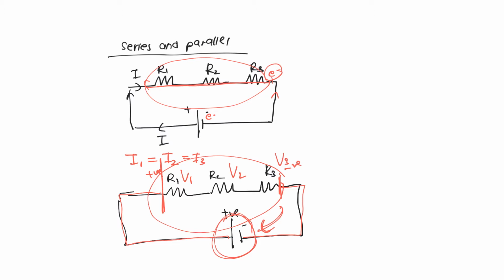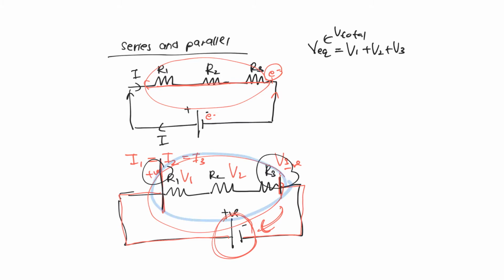That's why, when it comes to the formula, we have V equivalent. V equivalent is basically V total, which is your power supply potential difference. So V equivalent will be equal to what? V1 plus V2 plus V3. The reason it becomes plus is, like I mentioned before, you imagine this is like one big battery, positive here and negative here. The combination of all potential differences from R1, R2, R3 is equal to the V equivalent or V total.